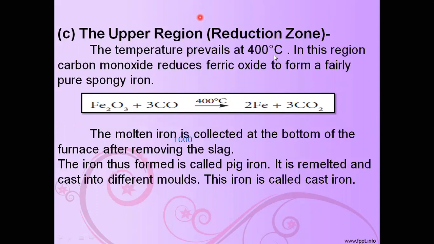So this is the extraction of iron from hematite ore. There are three processes: concentration by gravity separation, roasting and calcination, and smelting. The smelting process is divided into three regions: the lower region, middle region, and the upper region. Finally, we get molten iron. Okay. So next we will learn about the physical properties of iron.